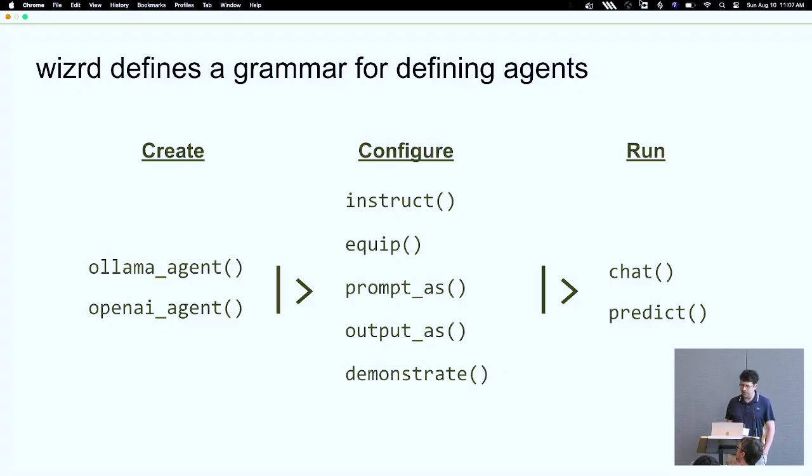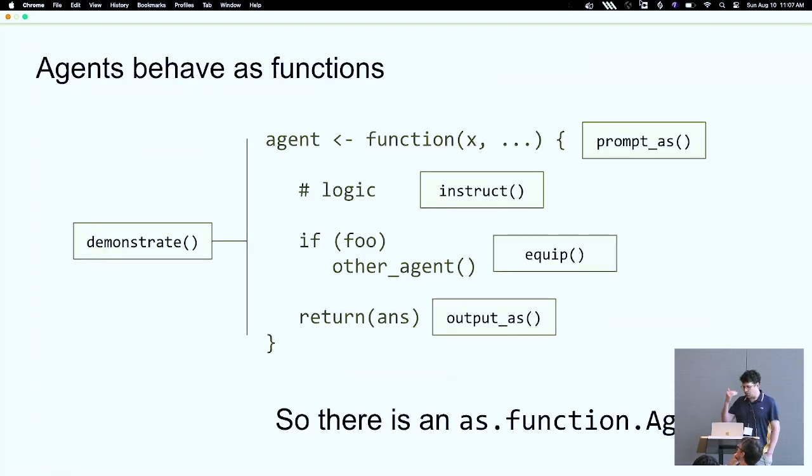So you start out with constructing an agent that talks to some provider, model, and then you configure it in different ways, say, instruct it to do things. So you're defining the system prompt. You can equip it with tools. You can use prompt as to specify the input format, for example, like a glue template format. Output as to specify the output format. And then demonstrate to tell it some examples of what it should do, which is really powerful. And then you call chat if you want to maintain the chat context, or just predict to generate a single output.